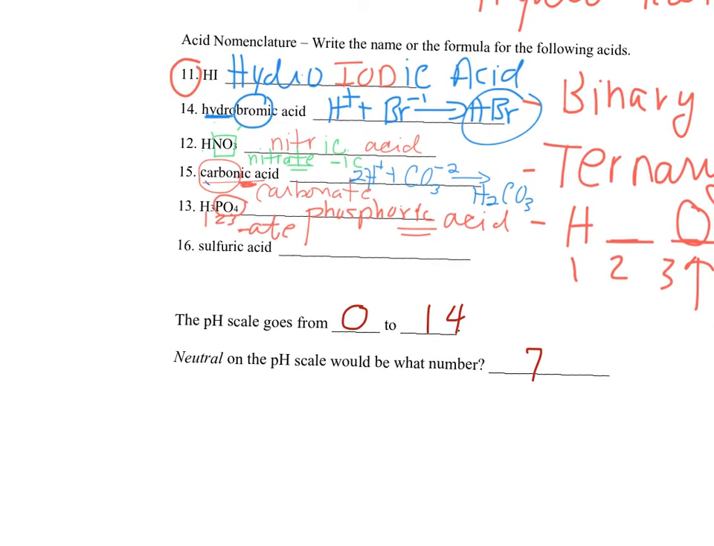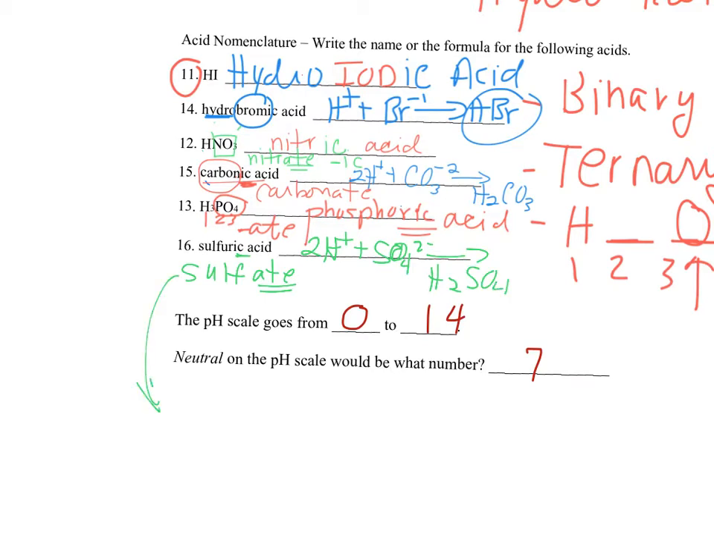And our last one, sulfuric. Sulfuric, again, no hydro, ends in IC. That means we're looking for sulfate. And sulfate has a formula of SO4 2 negative. We need 2 hydrogens to balance that out, and so we get the formula H2SO4.